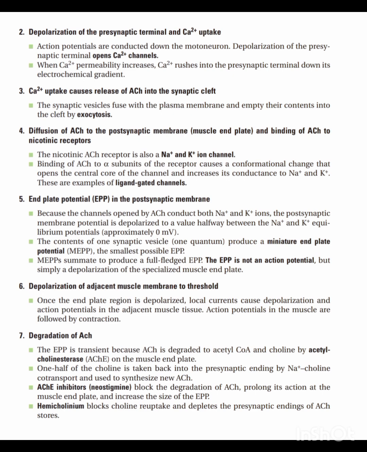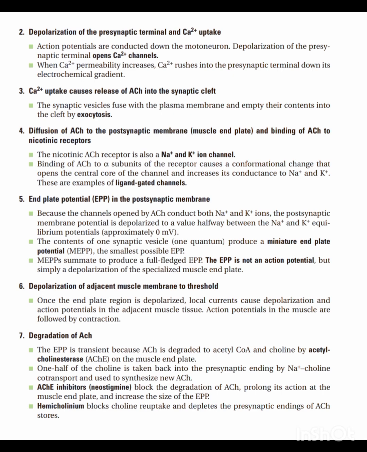Because the channel that is opened by acetylcholine conducts both sodium and potassium ions, but more sodium ions flow through this channel, thus creating a local positive potential inside the muscle fiber membrane that is called the end plate potential. Okay, so the contents of one synaptic vesicle, one quantum, will produce a miniature end plate potential, that is the smallest possible end plate potential. Or we can say that it is the end plate potential that is produced by the release of acetylcholine from a single synaptic vesicle. These miniature end plate potentials summate to produce a full-fledged end plate potential.